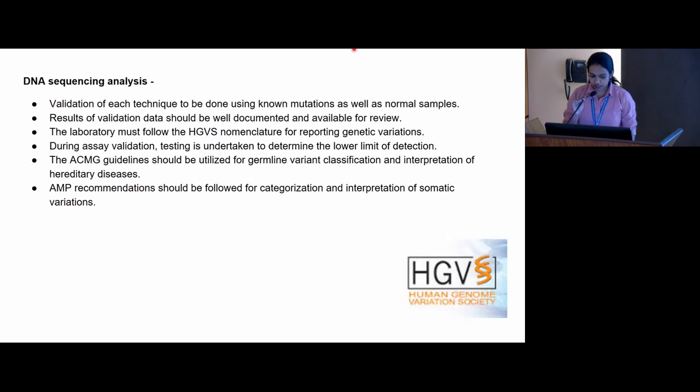For DNA sequencing analysis, validation of each technique is to be done using known mutation as well as normal samples. Also, results of validation data should be well documented and available for review. The laboratory must follow HGVS nomenclature for reporting genetic variations. During assay validation, testing is undertaken to determine the lower limit of detection. ACMG guidelines should be utilized for detection of germline variants and interpretation of hereditary disease. AMP recommendations should be followed for the categorization and interpretation of somatic variations.